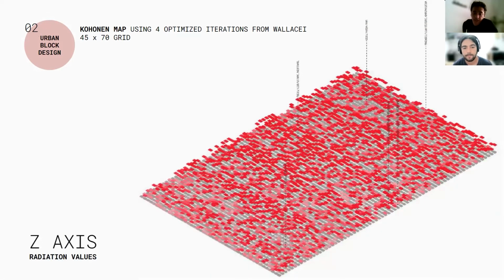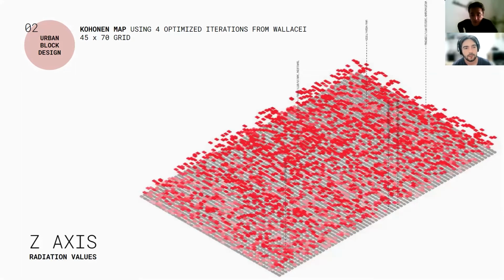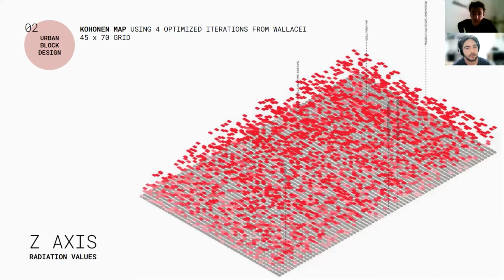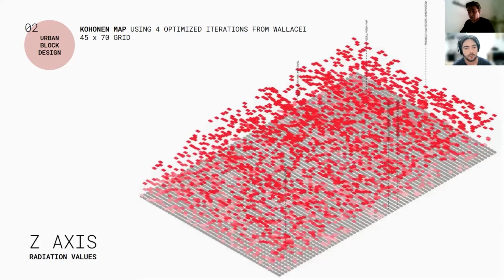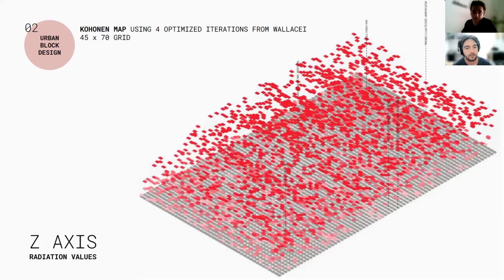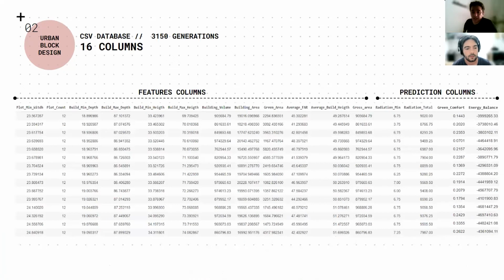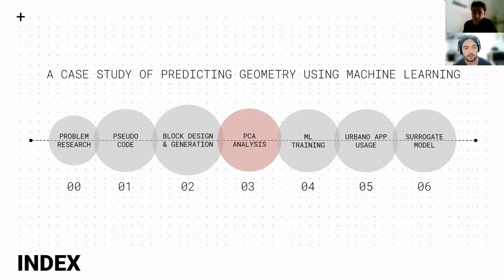And then in this case, we not just plotted on the X and the Y axis, but also we added the radiation values on the Z axis in order to understand the performance of each one of these examples. The resultant of this is all of these different block iterations, but most importantly for us is the data set we created from it. And as you can see here is 3,150 generations across 16 different columns. This is a CSV we then use for a further PCA analysis that Joao is going to talk about.